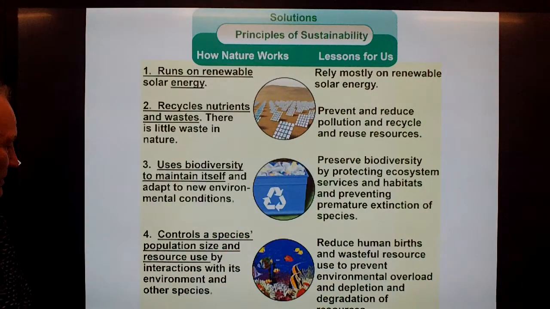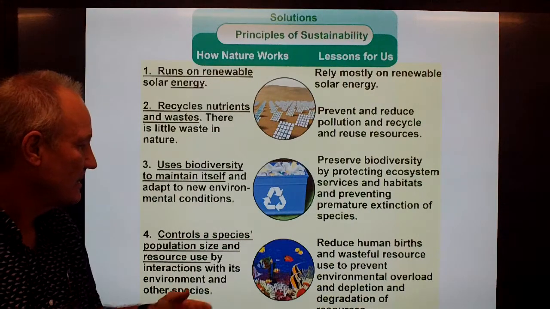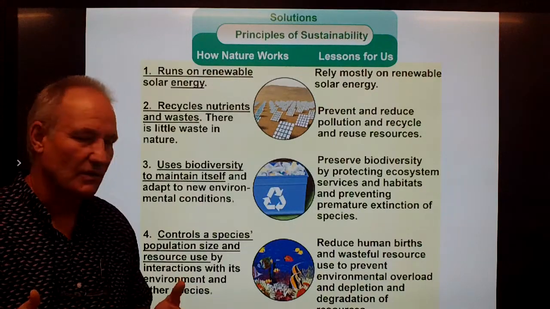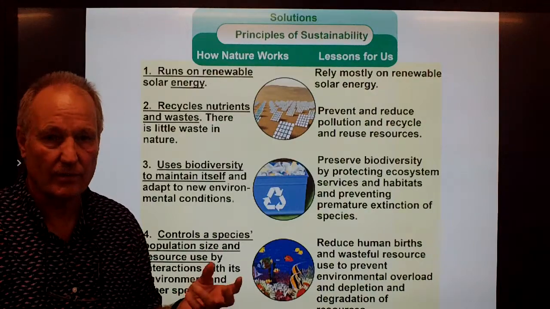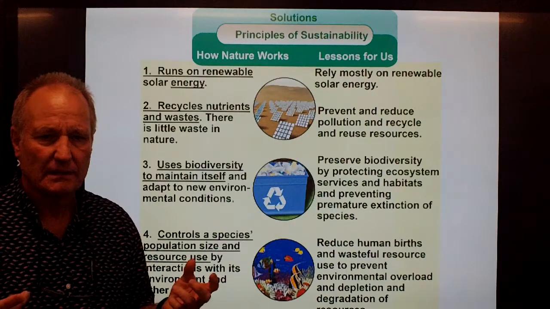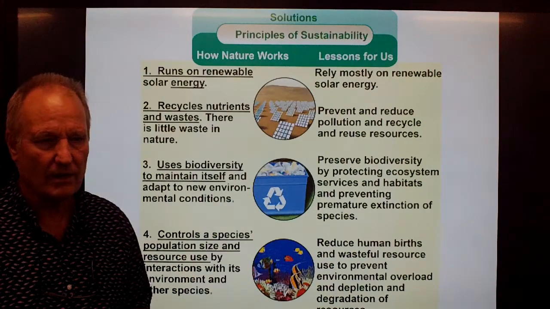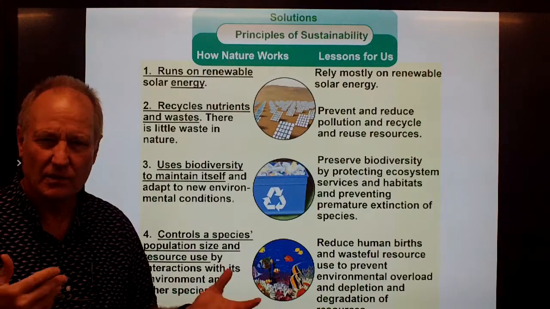And finally, control the species population size by resource use, by interactions with its environment and other species. Okay? How do we reduce human births and wasteful resources? What? Give everybody the pill? Give every female a shot every 3 months? That's not really a sustainable way to do that. Yes, we can make all of the shots, but is there another way?